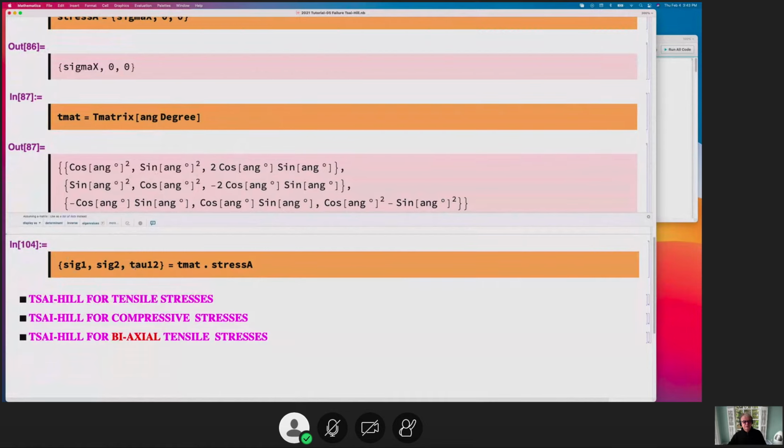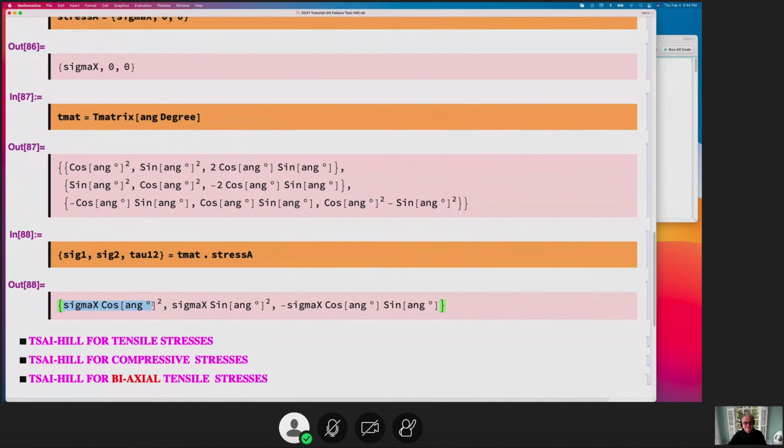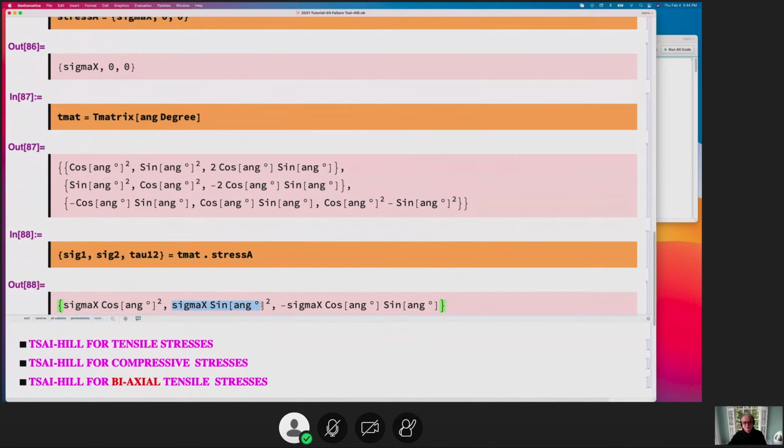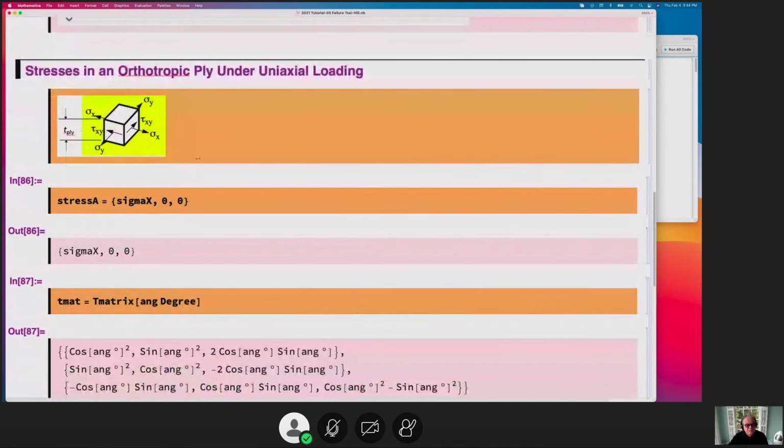And my sigma 1, sigma 2, tau 12 is then that product of T mat dot the stress at the angle. Okay. So this is sigma 1. This is sigma 2. And this is tau 12. These are the stresses along the fiber direction and perpendicular to the fiber direction, and the shear stress in the 1, 2 fiber direction axes.